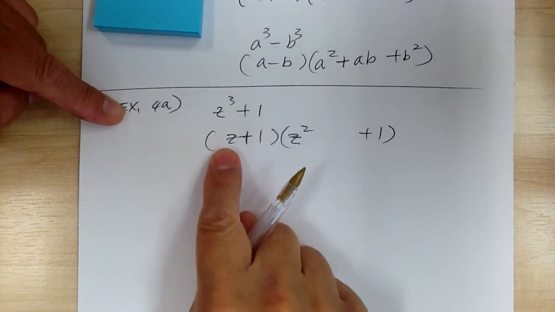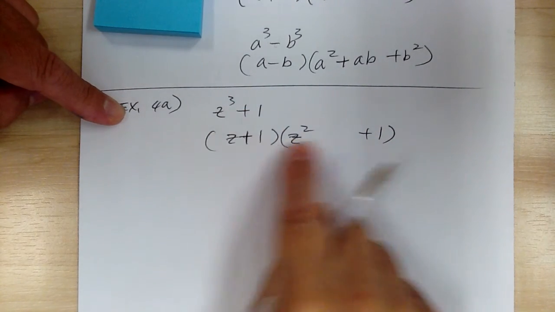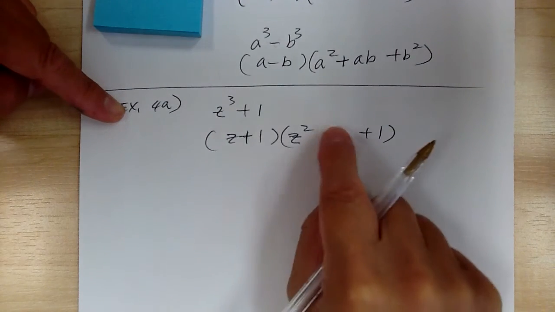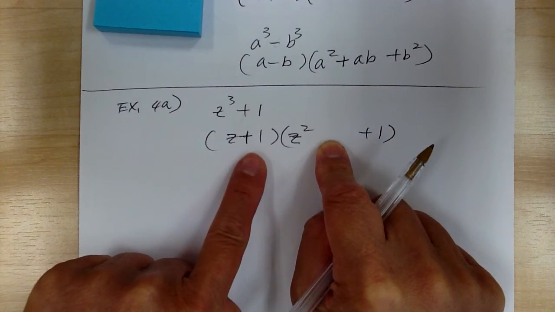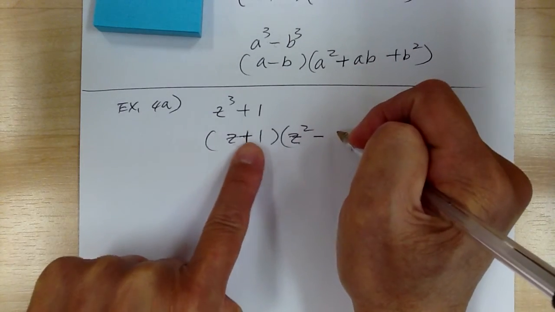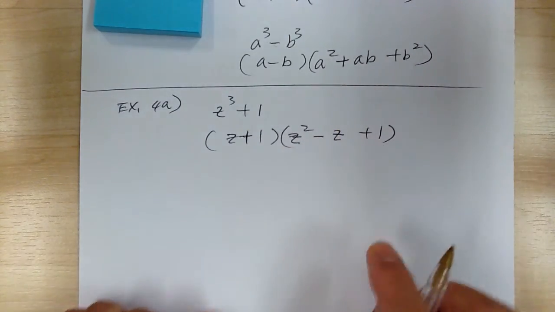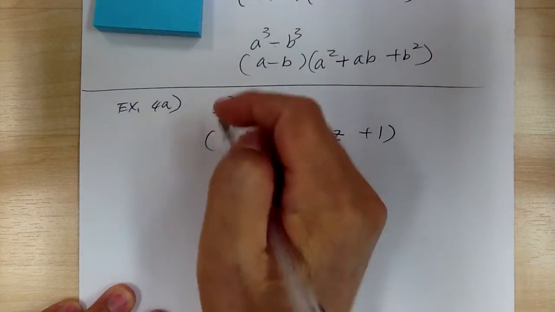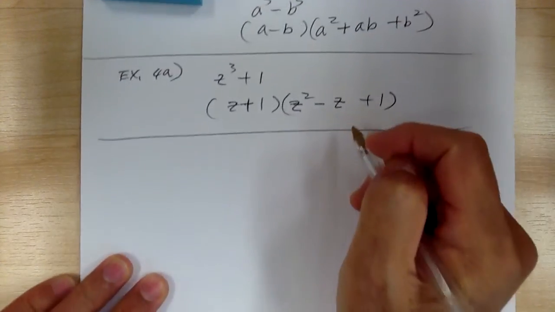And you can check, right? z times z squared gives you z cubed. 1 times 1 gives you 1, right? So now the middle term, to cancel out the middle term, you need to take the opposite of that. So it'd be minus 1z, so it'd be minus z, and that's it. Okay. Now let's do 4b.